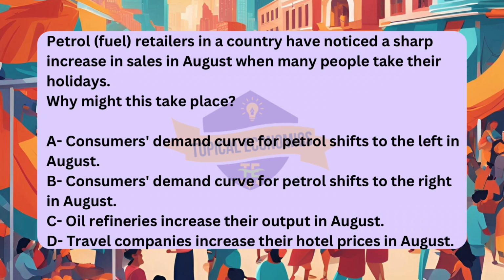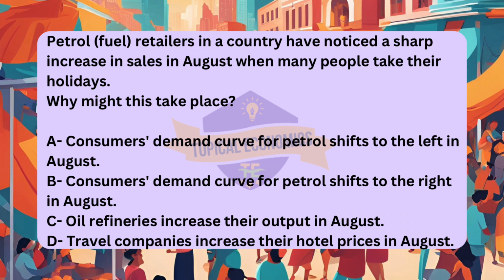The correct answer for this question is option B. Consumers' demand curve for petrol shifts to the right in August. During August, many people in many countries take their holidays, which often involves traveling by car. As a result, the demand for petrol, fuel, typically increases. This is a direct reflection of a shift in the demand curve for petrol to the right, meaning that at any given price, consumers are willing to buy more petrol. The increase in demand occurs because more people are driving longer distances for vacations or leisure trips, leading to a higher overall consumption of fuel.